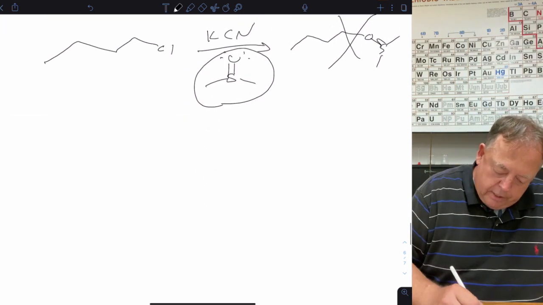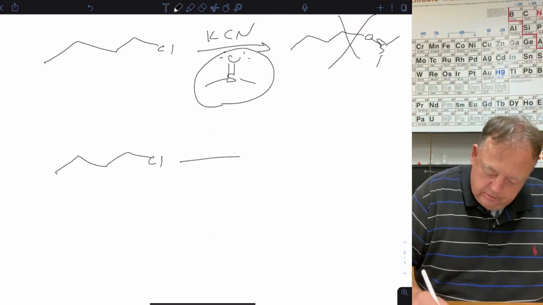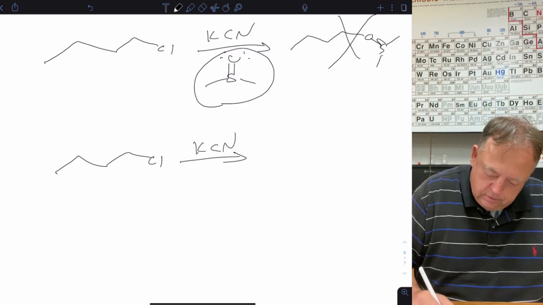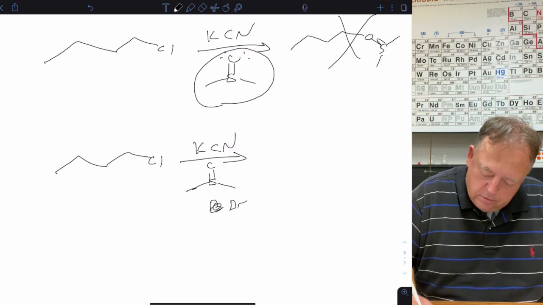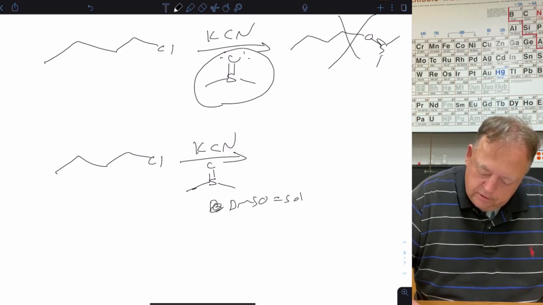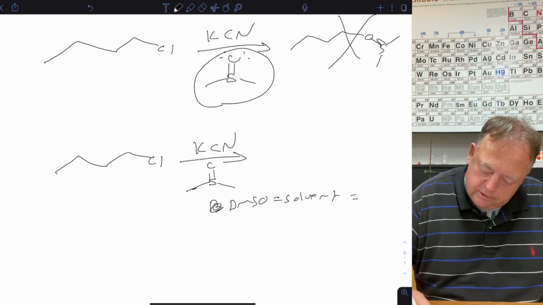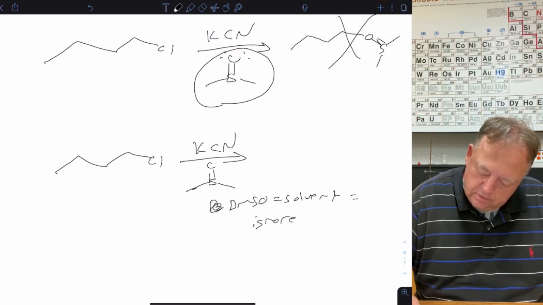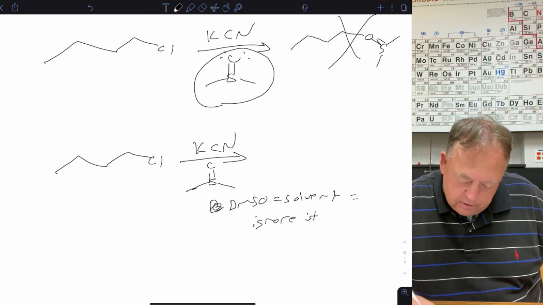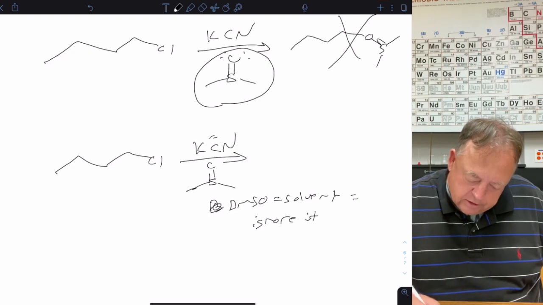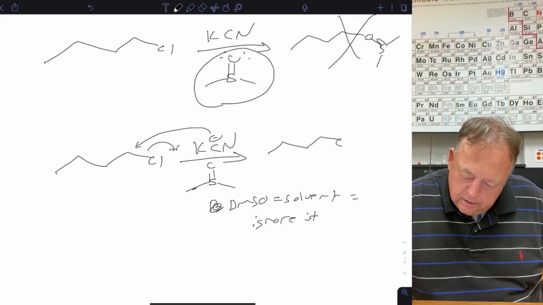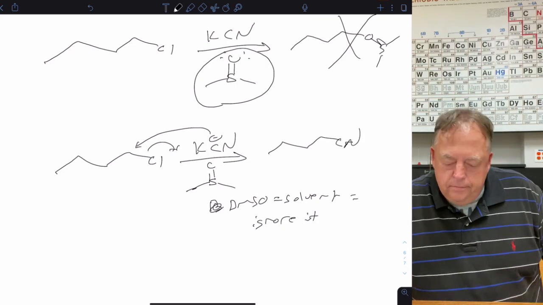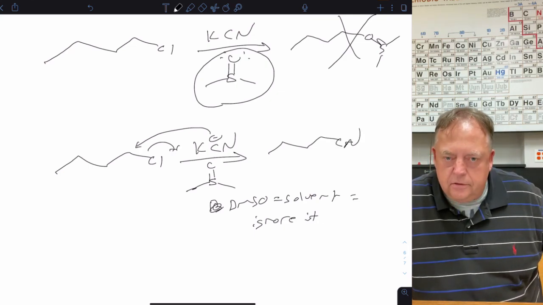So if you're given this reaction, then you would just recognize that's DMSO, which equals the solvent, and basically means ignore it. In terms of predicting the product, all that you'd want to recognize is CN is the nucleophile. It's going to attack there and kick off the chlorine, and that's your product. The solvent is just there to dissolve things.